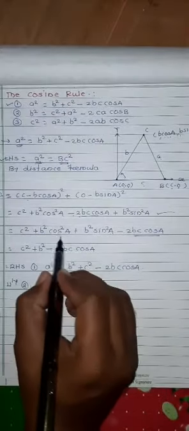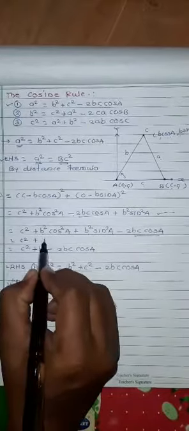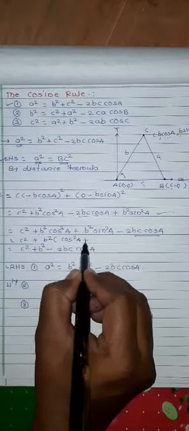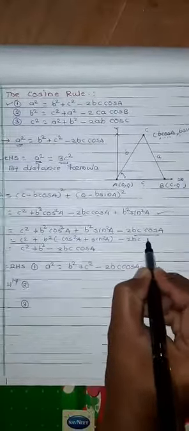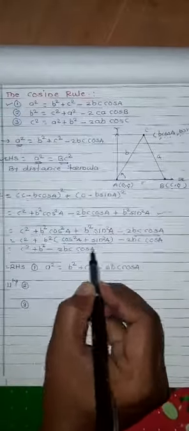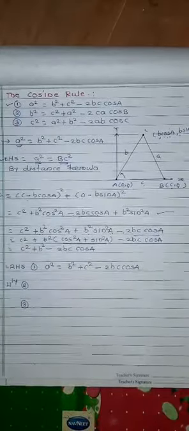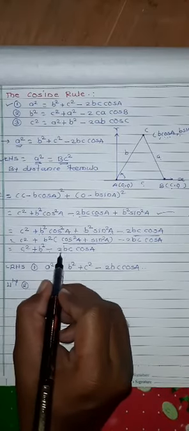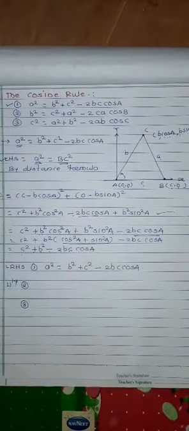Now see here, after taking b square common, we have c square plus b square into bracket cos square A plus sine square A, minus twice of bc cos A as it is. And the value of sine square A plus cos square A is equal to 1. Putting the value of this, the remaining is c square plus b square minus twice of bc cos A.